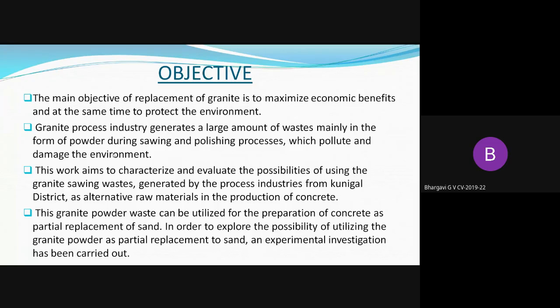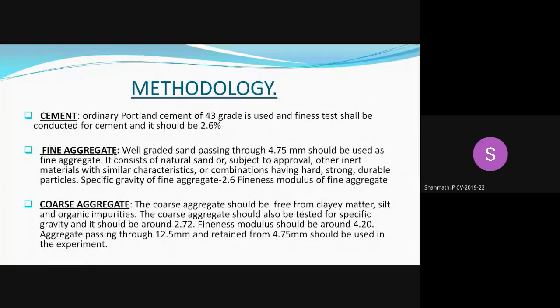Thank you, Bhargavi. Let's get into a brief explanation of the materials we are using. Ordinary Portland cement of 43 grade is used, and the fineness test shall be conducted for cement and it should be 2.6%. We are using well graded sand passing through 4.75 mm as fine aggregate. It consists of natural sand and other inert materials which have similar characteristics, or combinations having hard, strong, durable particles. Specific gravity of fine aggregate is 2.6. The coarse aggregate should be free from clayey matter, silt, and organic impurities. The coarse aggregate should also be tested for specific gravity and it should be around 2.72. Fineness modulus should be around 4.2, and aggregate passing through 12.5 mm and retained on 4.75 mm should be used in the experiment. Next, please.